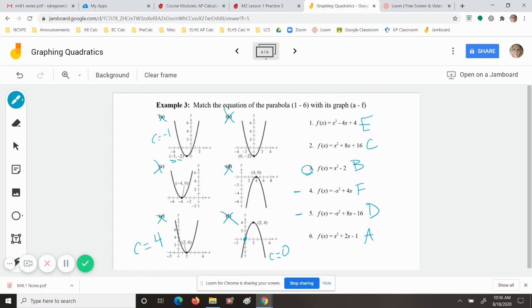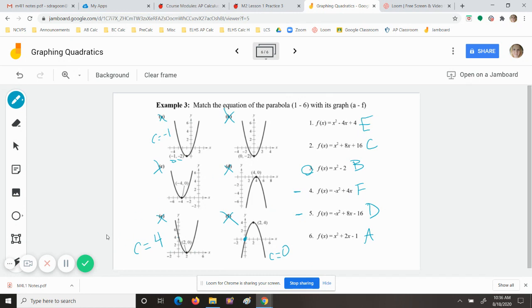Again, knowing those small things about how things relate to each other with these graphs can help you a lot. We did this matching activity very quickly, even though we had 6 graphs to match up, using the things that we know about whether they open up or down, using little tricks like knowing the C value is your y-intercept can help a lot as well. And then if you need to further differentiate, maybe you have multiple ones that have the same y-intercept, you can always look at your vertex as well as your x-intercepts.